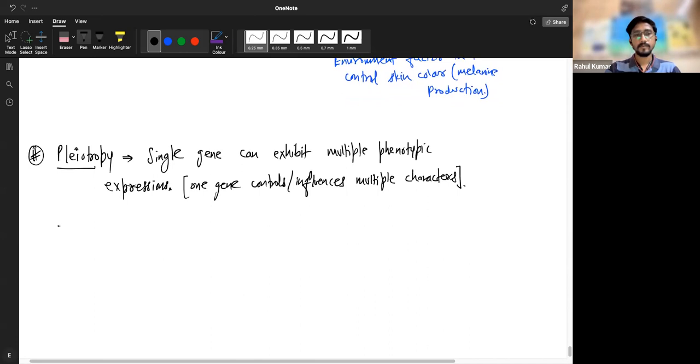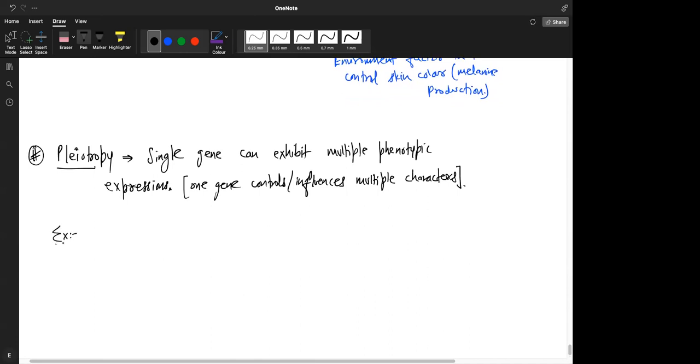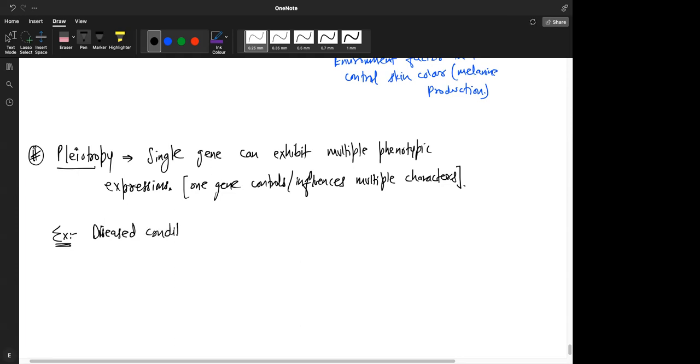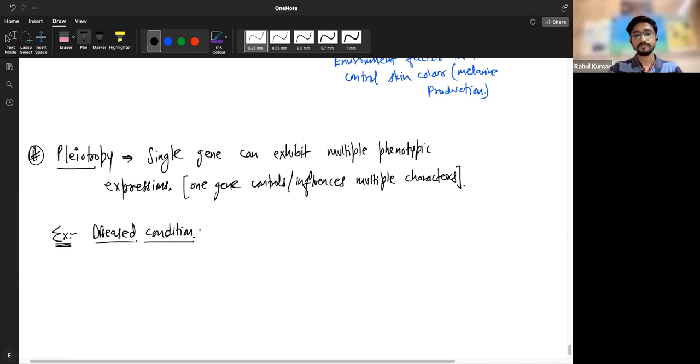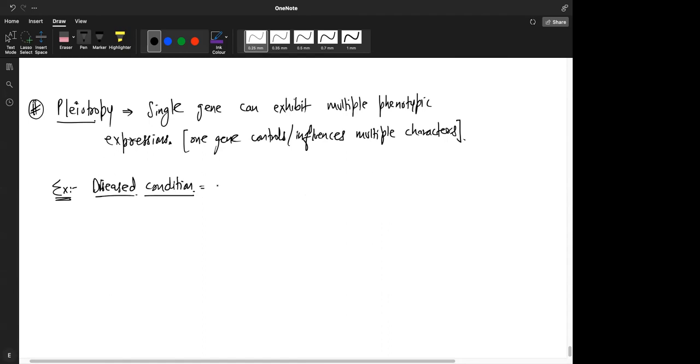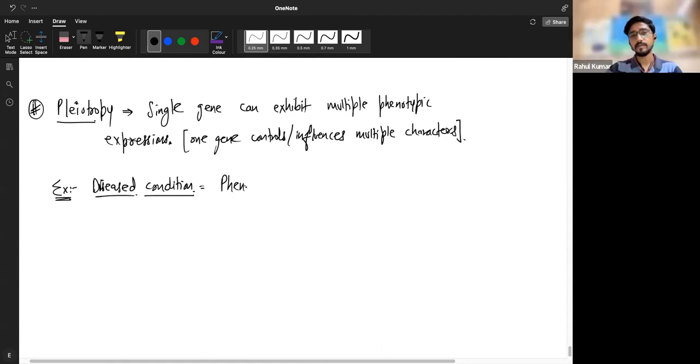Okay? Yes. Now, an example of pleiotropy is in a diseased condition which is seen in humans. So there is a diseased condition known as phenylketonuria. You know about this disease condition? Yes, sir. It is caused by the mutation. Yes. Or where? In the gene coding. Yeah. So this disease condition, which is called phenyl.